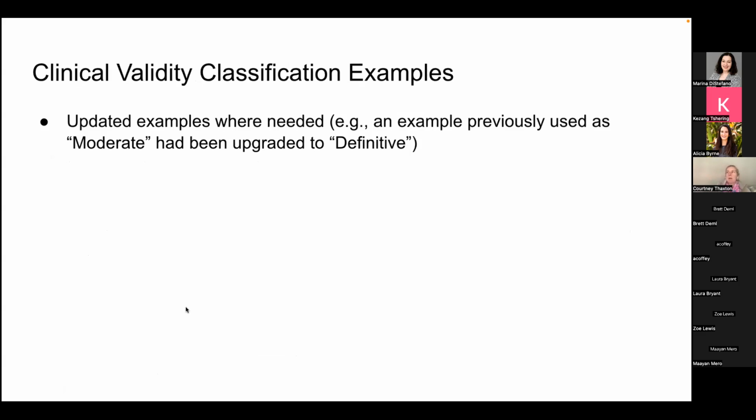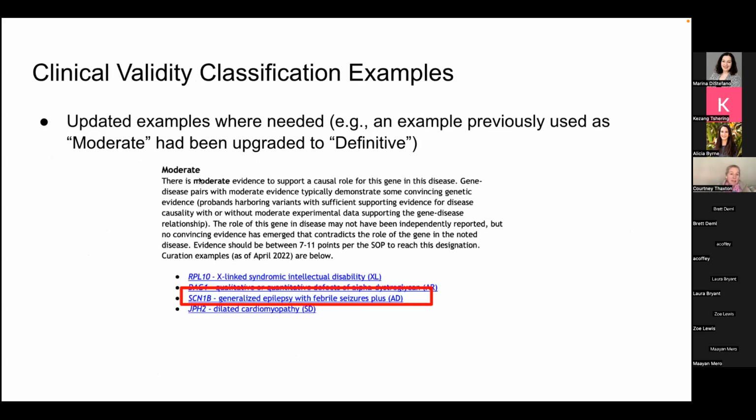As we move through the SOP and look at the clinical validity classification examples, we updated the examples based on the final classification where needed. For instance, previously for moderate, we had a gene-disease relationship of SCN1B with generalized epilepsy that was moderate. This was at last year's release in August of 2022, but you can see by December, this had moved up to definitive. So please make sure to reference what we have linked here, but also recognize they may be changing with time as they're being recurated.